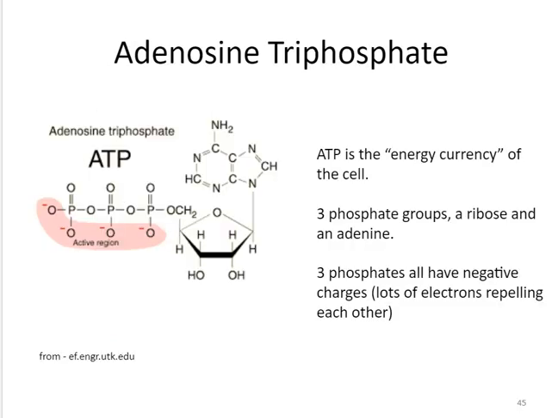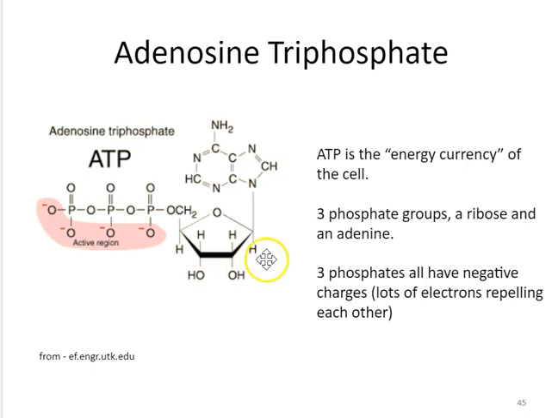Adenosine triphosphate, which is shorthand for ATP, is the chemical drawn here. And it consists of three phosphate groups. PO4- is a phosphate group. So we've got 1, 2, and 3. Hence triphosphate. Adenosine diphosphate would have 2. Adenosine monophosphate would just have 1.